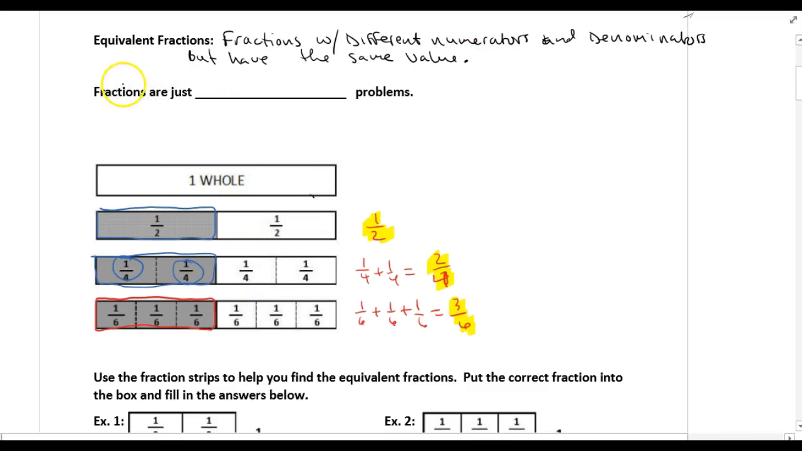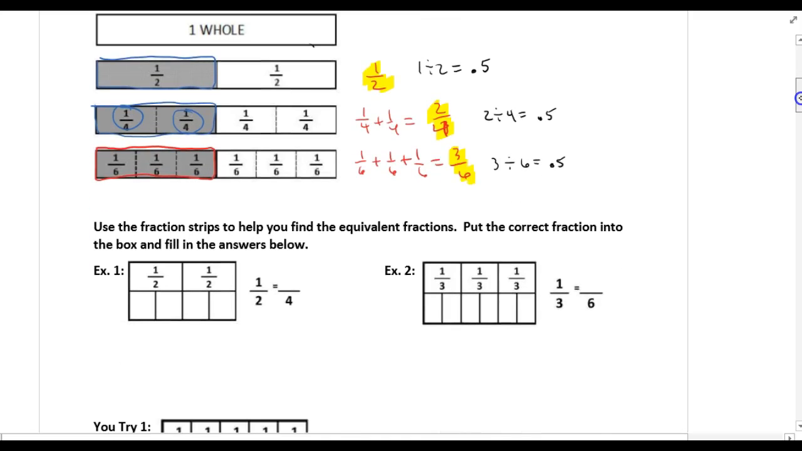And another way we can look at it is fractions. Anytime we see a fraction, fractions are just division problems. So if we took this and we did 1 divided by 2, you would get 0.5. If you were to take this and do 2 divided by 4, you would get 0.5. If you did 3 divided by 6, right, you would get 0.5. We're not really going to go in depth with that, but we will use it later on.